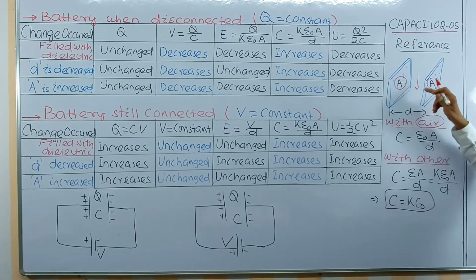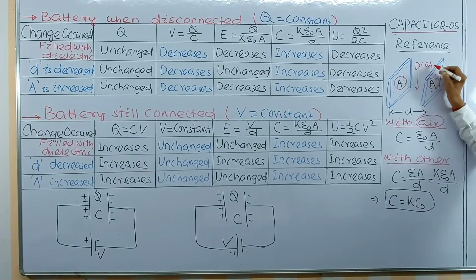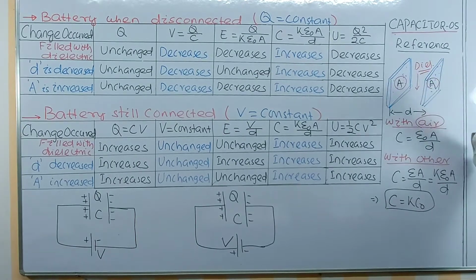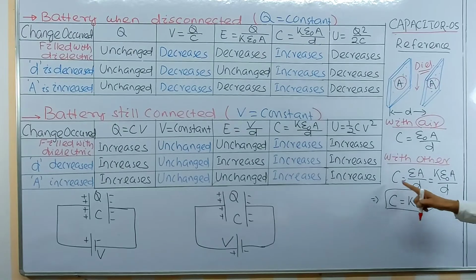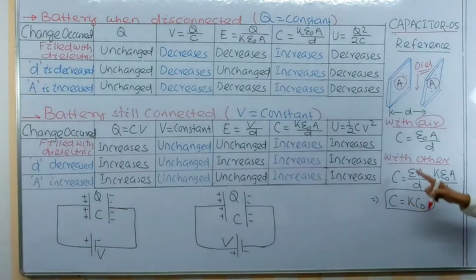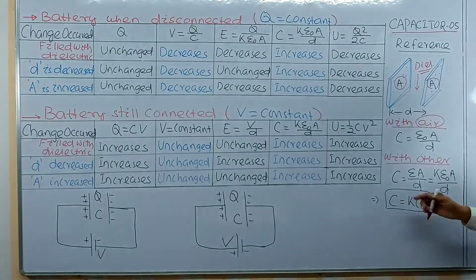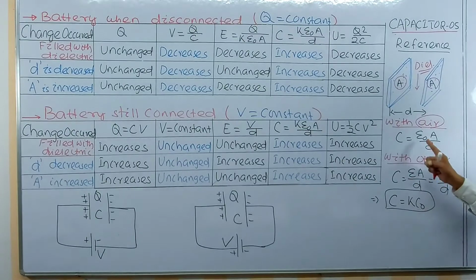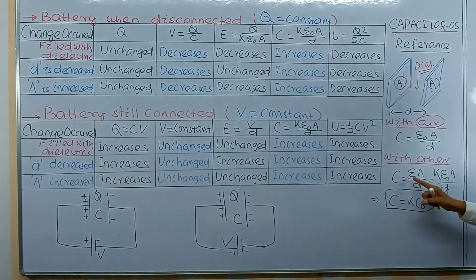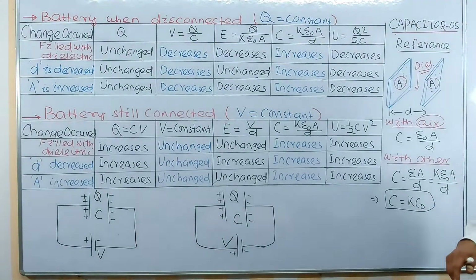Now, if you change this air medium by any other dielectric medium, rather than the air, then capacitance becomes K times C0, where K is the dielectric constant of this dielectric, and capacitance increases, given by the formula epsilon A by D, where epsilon naught is replaced by epsilon, the permittivity of the medium, which is dielectric constant times permittivity of air. We have explained this in parallel plate capacitor.